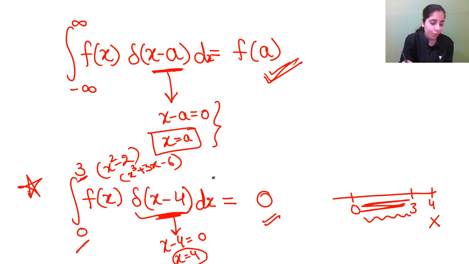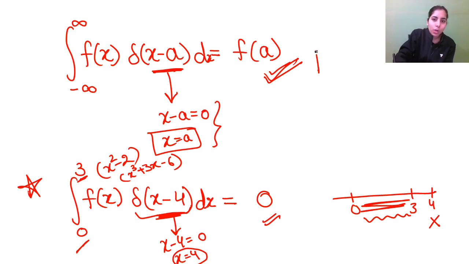Yes, no, it will not be infinity. Clear? Now in this case, guys, you can see that x is equal to 4 is not existing within the limits. That's why the answer will be 0. So you have to be careful about this thing whenever you are getting any question of this kind.